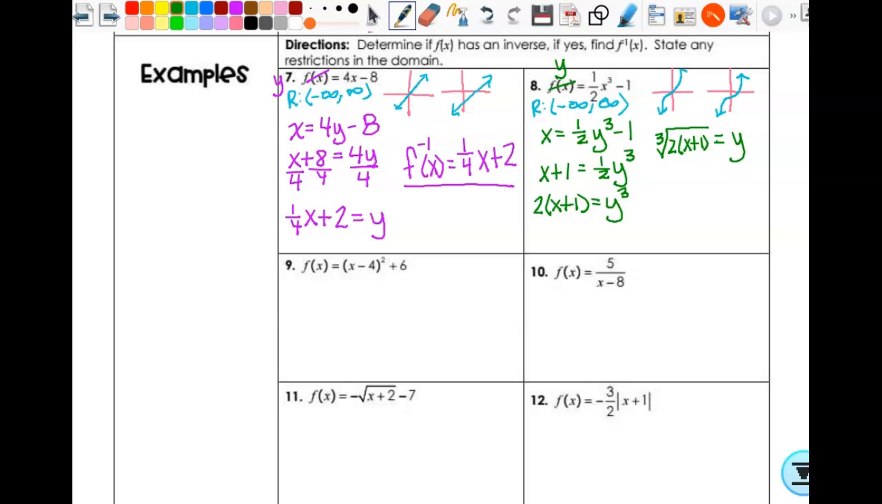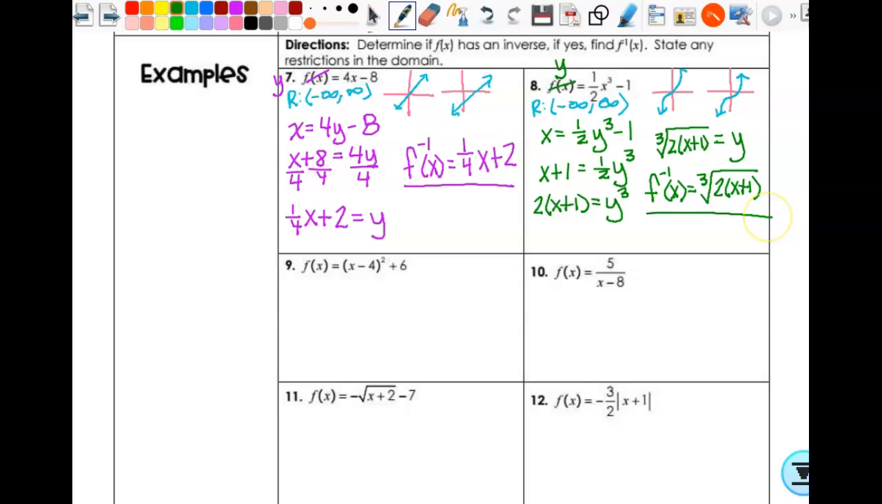No, you only need that for even roots. I do not need that for odd roots because they work out differently. So now that I have that, that's my new y. So f inverse of x is equal to the cube root of 2 times parentheses x plus 1.